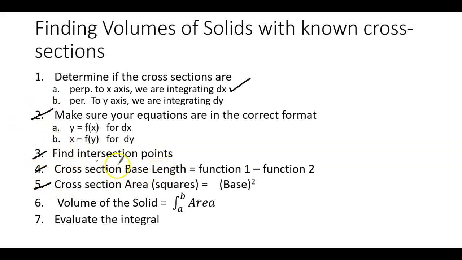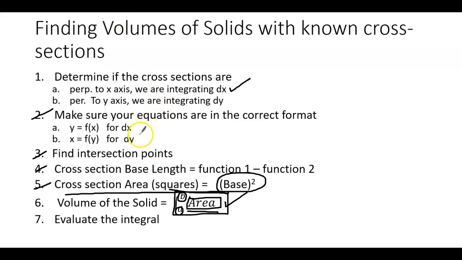The reason is because the whole purpose of 2 through 5 is to get the area of your cross-section, which is the base squared, which gives you the area, and that's what you integrate. But on this problem, they tell you what the area of the cross-section is already. So all we need to do is an integral from the first intersection point to the last intersection point and put the area formula that they gave us in here. So that's it. It's actually a lot easier than the ones that we did.